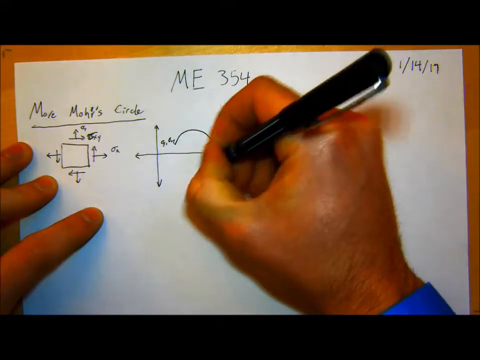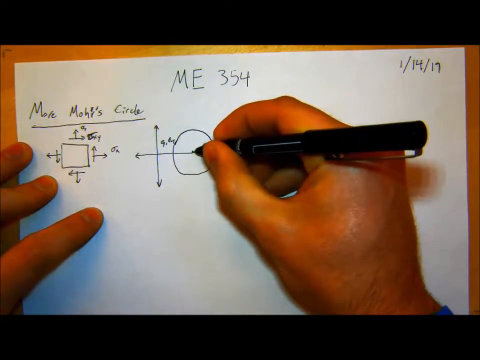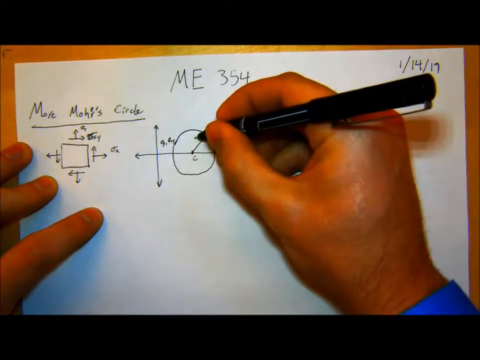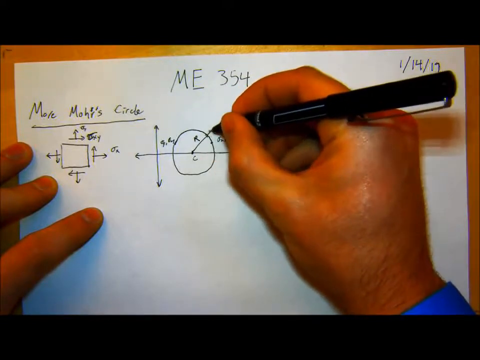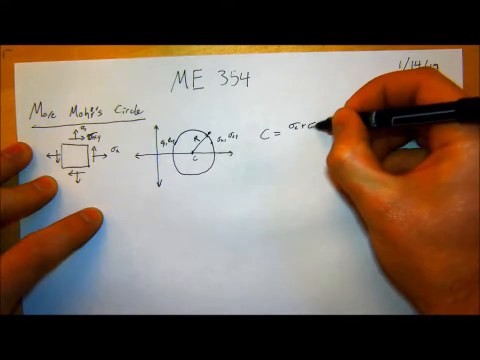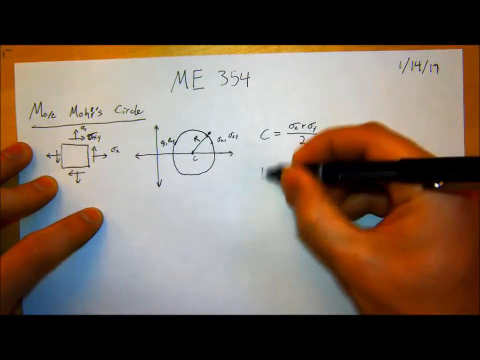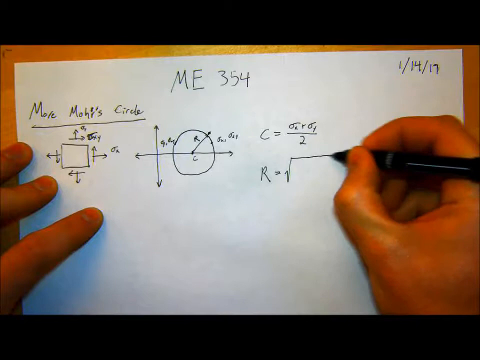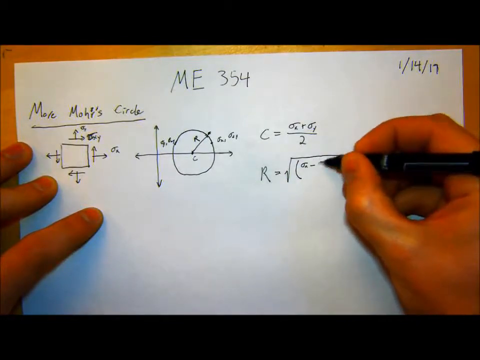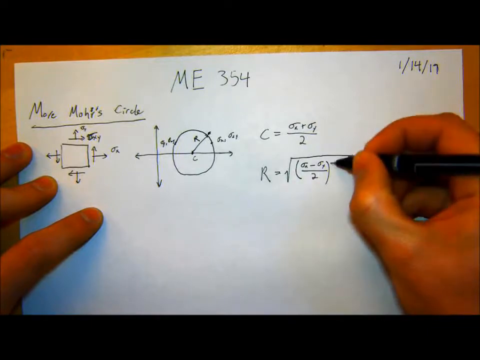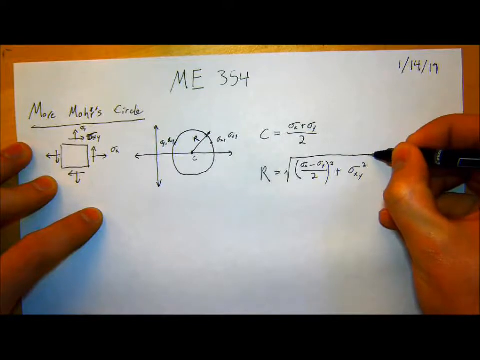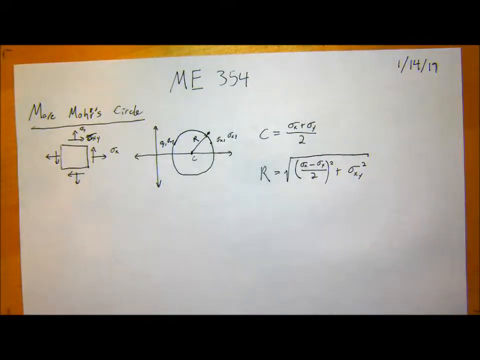Now, with a center point C and a radius R that goes out to here, C is sigma x plus sigma y over 2, and my radius is the square root of sigma x minus sigma y over 2, squared, plus sigma xy squared.